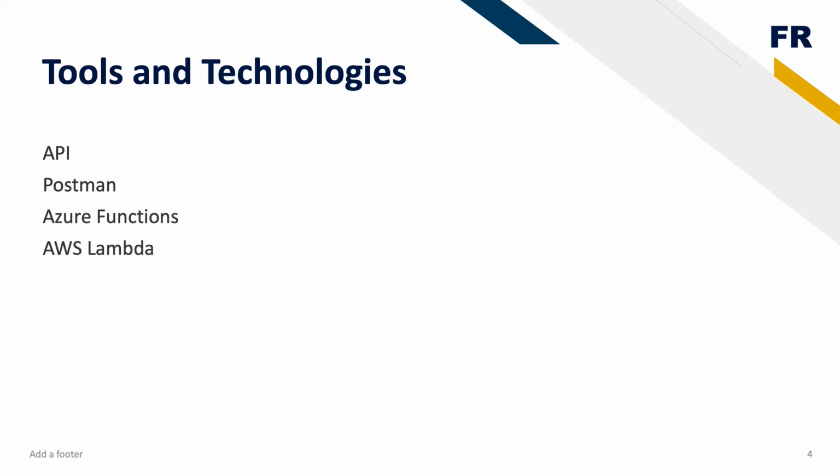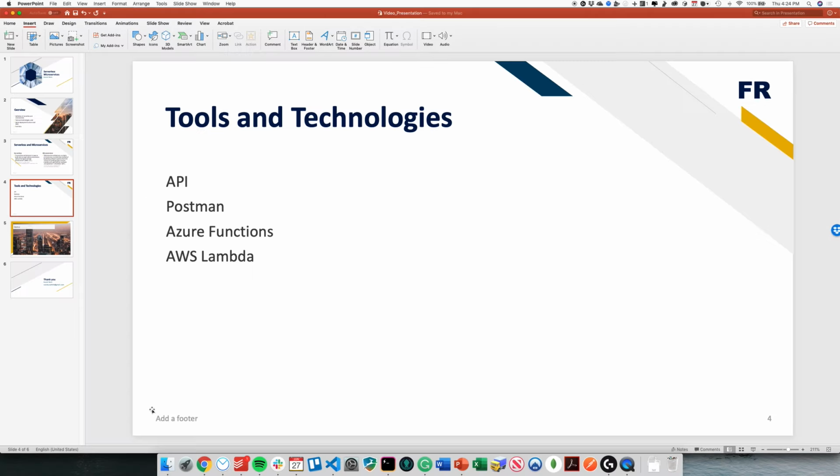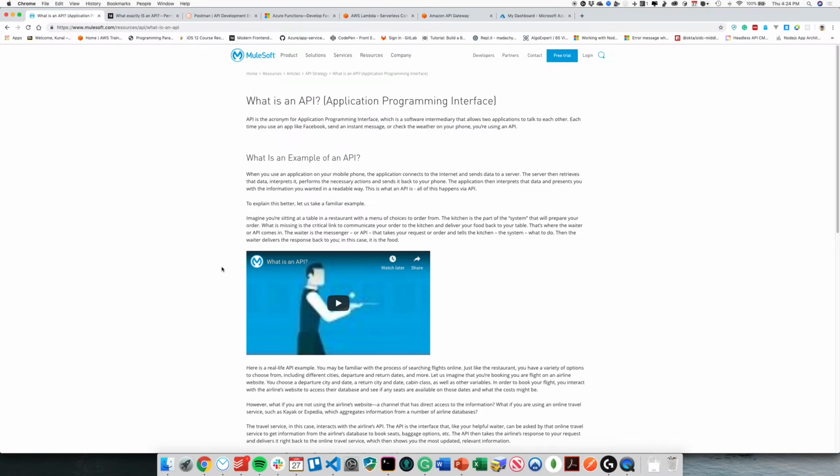So the tools and technologies we're going to use: we're going to try to deploy an API. We're going to use Postman. I just wanted to throw that in there because it's an awesome tool and comes in really handy. We're going to do Azure Functions and AWS Lambda. We might not get to deploy AWS Lambda, but I'm going to try my best to get to that. The reason we are doing Azure Functions is it's a bit easier to deploy. Let me show you a couple of things real quick here.